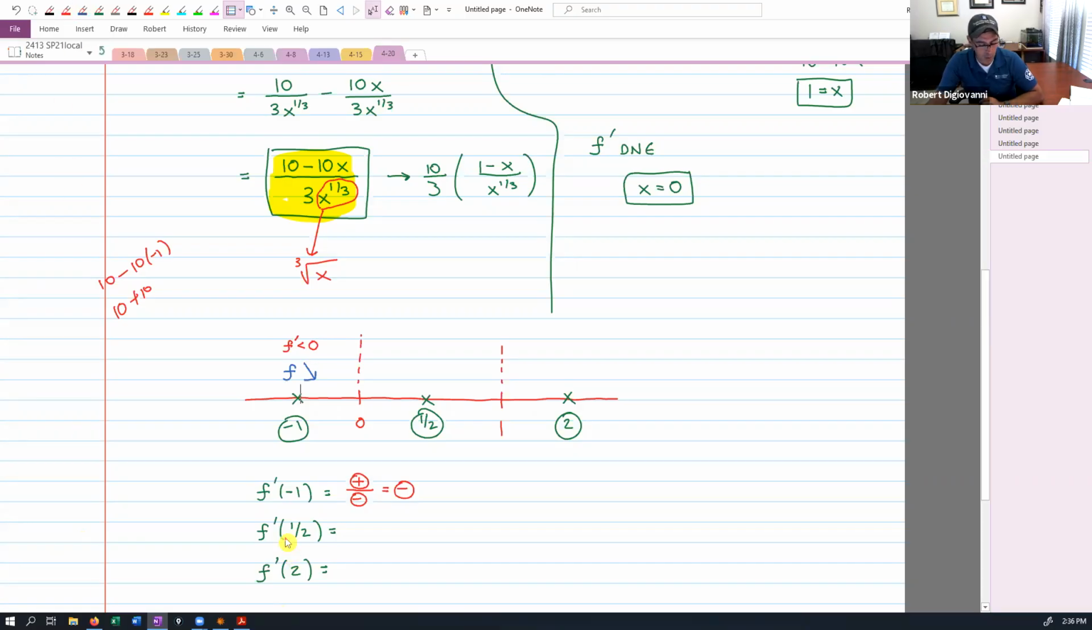Okay. So if I plug 1/2 into the top, 10 minus 10 times 1/2, 10 times 1/2 is 5. So 10 minus 5 is a positive on top. Now on the bottom, what's the cube root of 1/2? I have no idea, but it's positive, isn't it? Cube root of a positive number is positive. So I'm going to get a positive times 3, that'll still be positive. And a positive divided by positive is positive. That means the derivative here is positive, which means the original function here is going up.